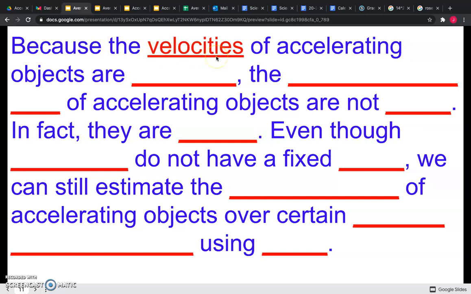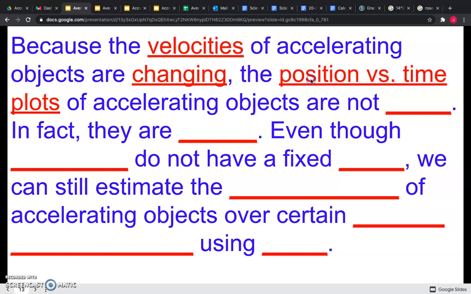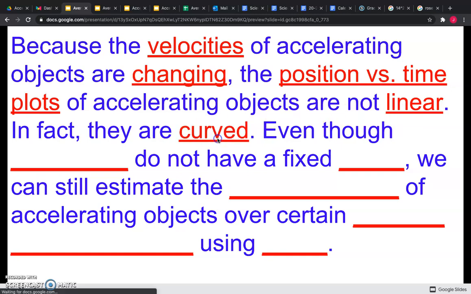Because the velocities of accelerating objects are changing, the position versus time plots of accelerating objects are not linear. So up until now, the position versus time plots that we've been looking at have consisted of straight lines or series of straight lines because the objects were moving at a constant speed.